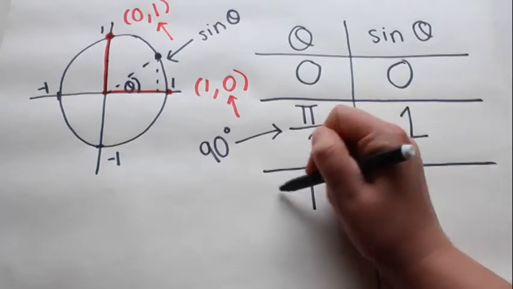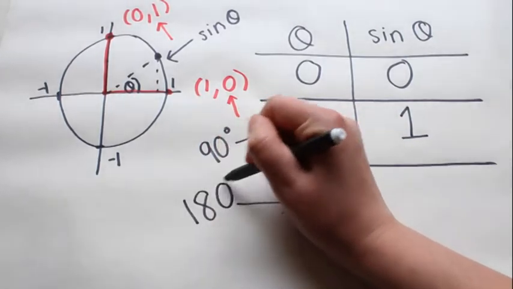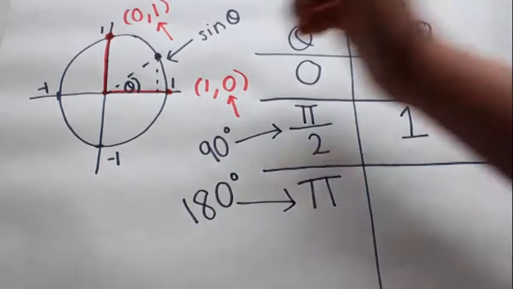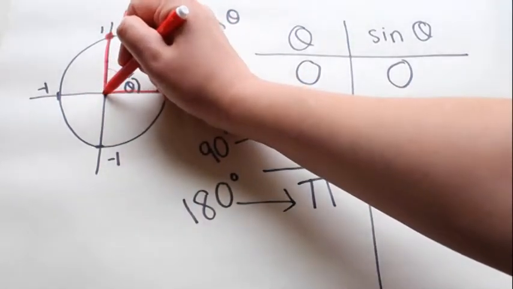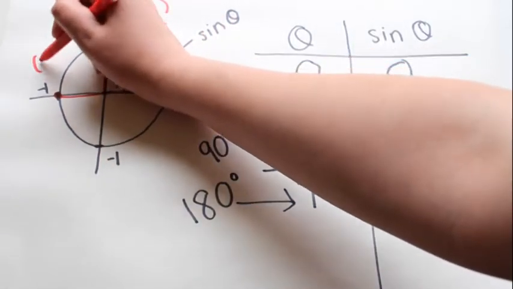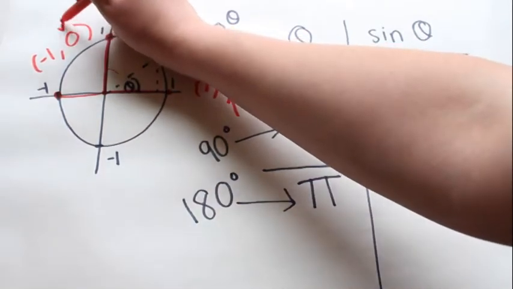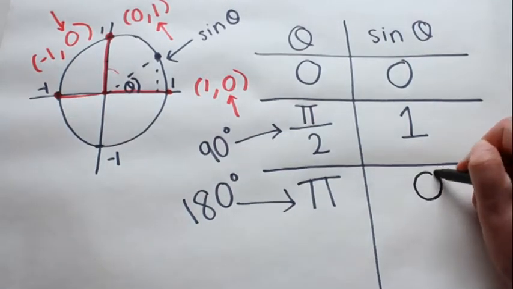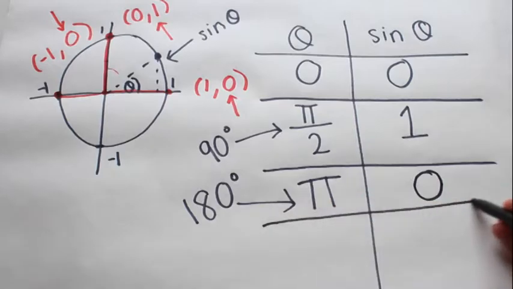For theta equal to pi, which is 180 degrees, the angle line intersects the unit circle on the x-axis at the point (-1, 0). Hence the y value and the corresponding sine theta value is 0.